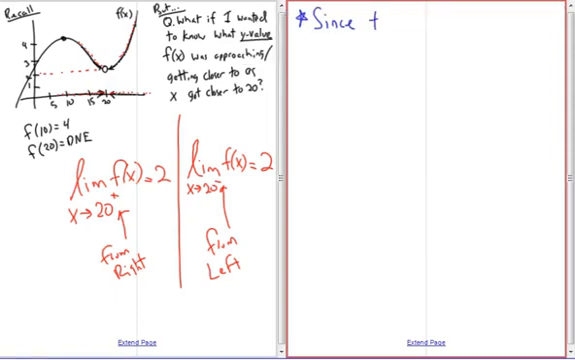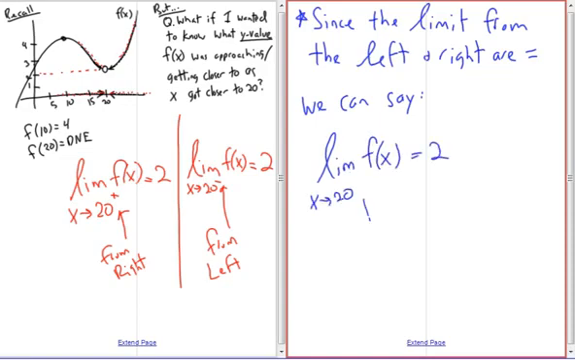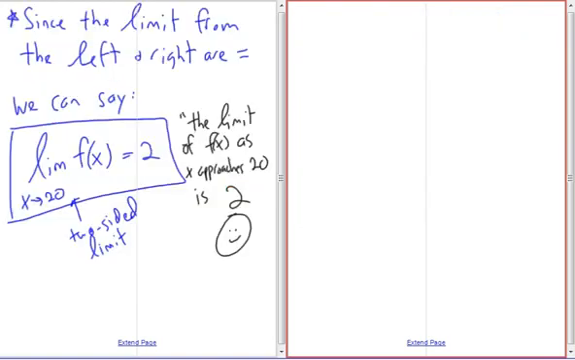So we'll change color here. Since the limit from the left and from the right are both approaching the same number, we could say that they're equal. We can say that the limit of f of x as x approaches 20 equals 2. This is what's called the two-sided limit, when you don't have a plus or a minus in that superscript location. So there you go. Just to write it down in words, what I've been saying out loud, we would say the limit of f of x as x approaches 20 is 2. Hooray!